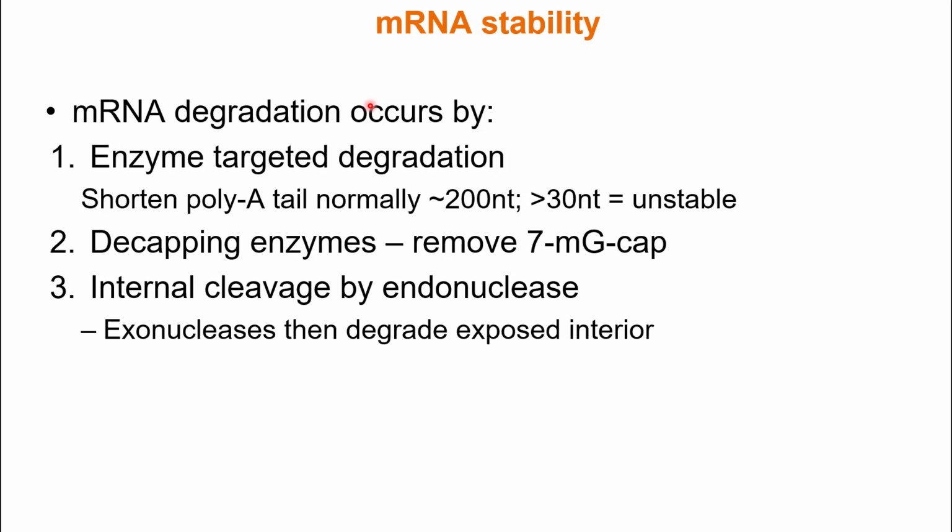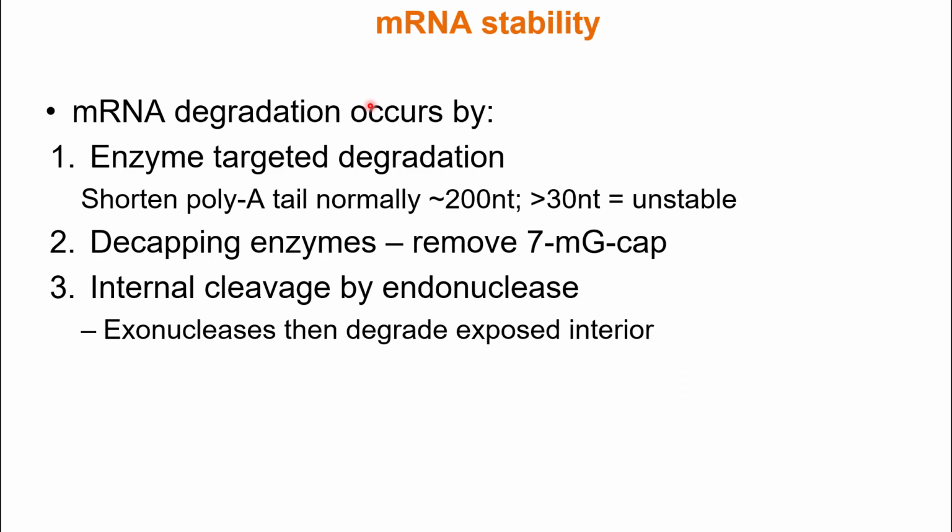What are some ways that we can alter mRNA stability? Well, first is we can have enzyme-targeted degradation. You remember that poly A tail has a recognition site for certain enzymes that come in and start cleaving it away. That makes it unstable. The whole function of the poly A tail is to provide stability. But we have enzymes that can target that tail and take it back off. Additionally, we have enzymes that can target the 7-methylguanosine cap on the 5' end, and they can decap the mRNA, and then it gets chewed up.